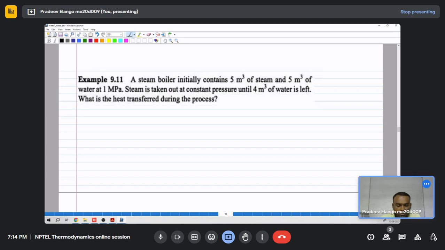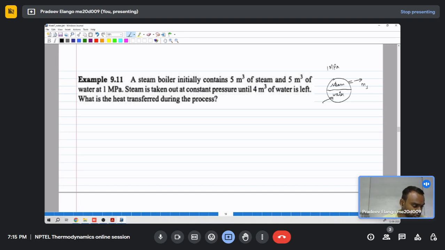Next problem. A steam boiler initially contains 5 meter cube of steam and 5 meter cube of water at 1 megapascal. So there is a boiler, 5 meter cube of water and 5 meter cube of steam at some pressure of say 1 megapascal, and now steam is taken out at constant pressure until 4 meter cube of water is left. What is the heat transfer during the process?